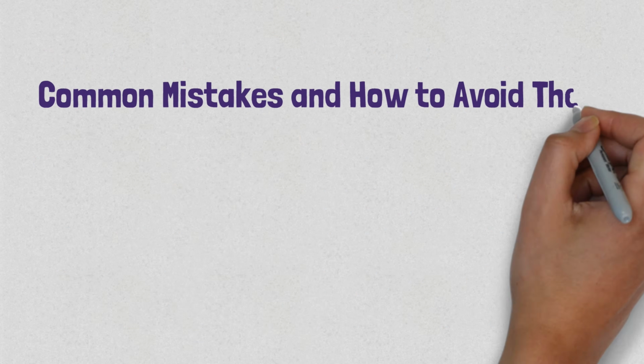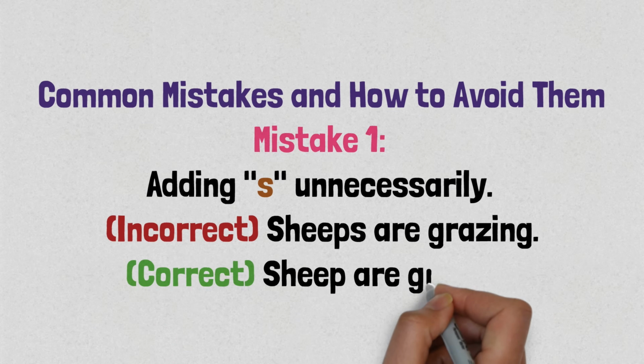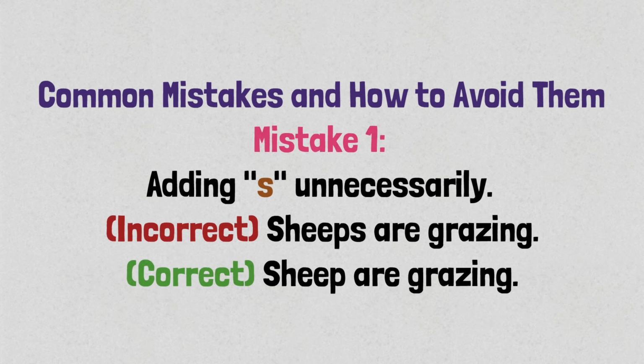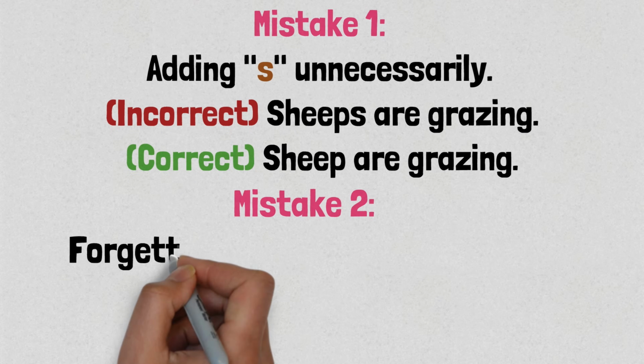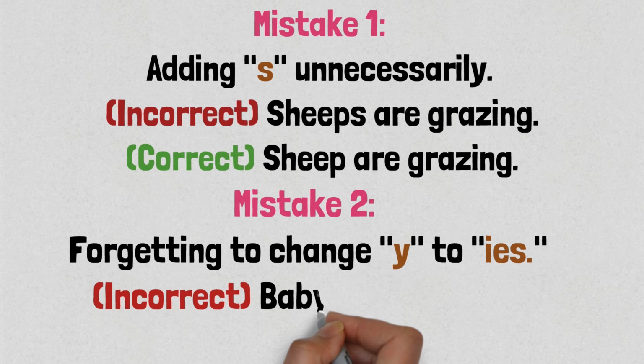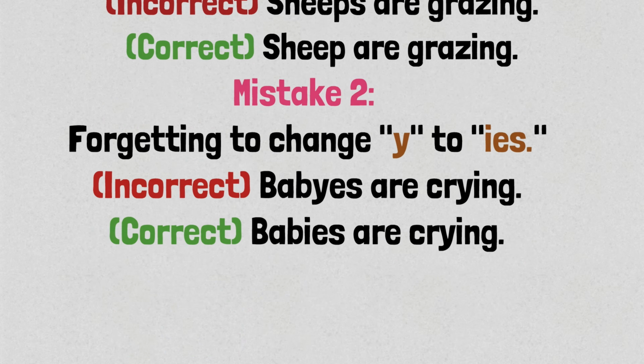Common mistakes and how to avoid them. Mistake 1: Adding s unnecessarily. Incorrect: Sheeps are grazing. Correct: Sheep are grazing. Mistake 2: Forgetting to change y to ies. Incorrect: Babys are crying. Correct: Babies are crying.